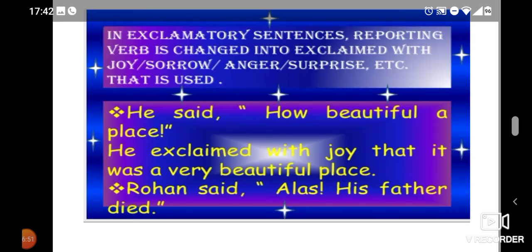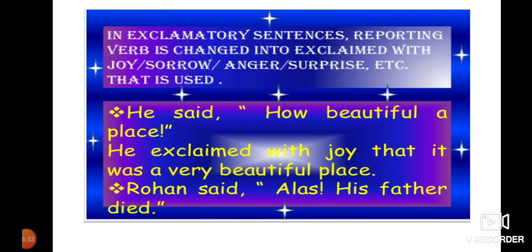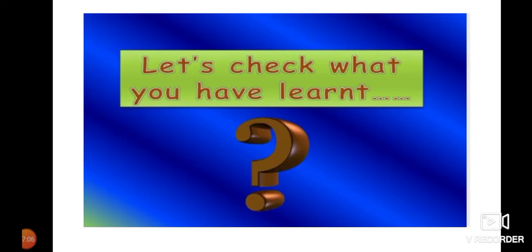Exclamatory sentences. In exclamatory sentence, reporting verb is changed into exclaim with joy, sorrow, anger, surprise, etc. And that is used. He said, how beautiful a place. He exclaimed with joy that it was a very beautiful place.